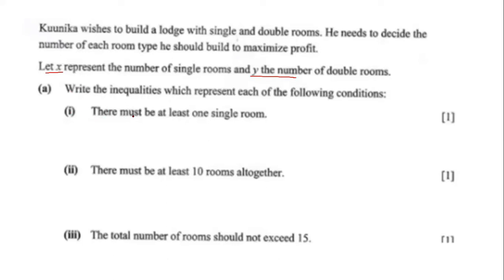Number one, there must be at least one single room. The moment you see "at least", you know that this simply means greater than or equal to. Now, a single room is represented by X. So here we are going to have an inequality where X should be greater than or equal to 1, because they are saying there must be at least, which is greater than or equal to, one single room. One single room is X, so that is what you come up with.